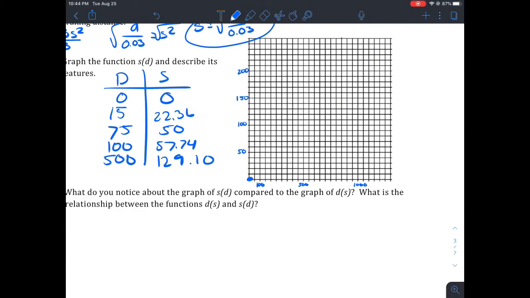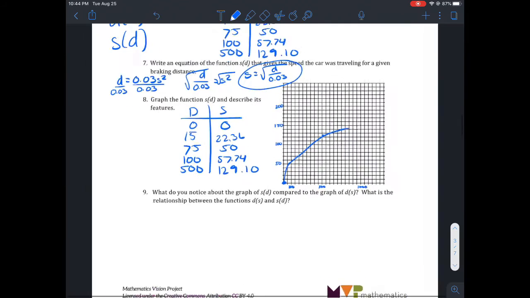All right, so let's go ahead and graph these points. We've got 0, 0. Now we have 15, which is kind of going to be a hard one to plot. We could do the 75 and 50, though. That's definitely doable. And then we've got 157, which is going to be right there, just about. And then we have 500 and 129, which is going to be about right there. So really, if we draw this curve, this is what it ends up looking like.